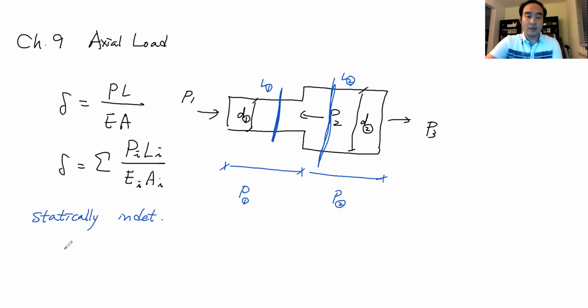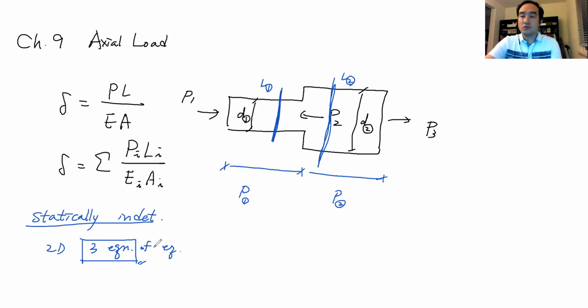Earlier I mentioned that for a 2D problem we have 3 equations of equilibrium, which are the sum of forces in x, sum of forces in y, and the sum of moments. So whenever you have more than 3 unknowns, that is classified as a statically indeterminate problem, because we have more unknowns than independent equations. We have to have additional information, and that can be the deformation.